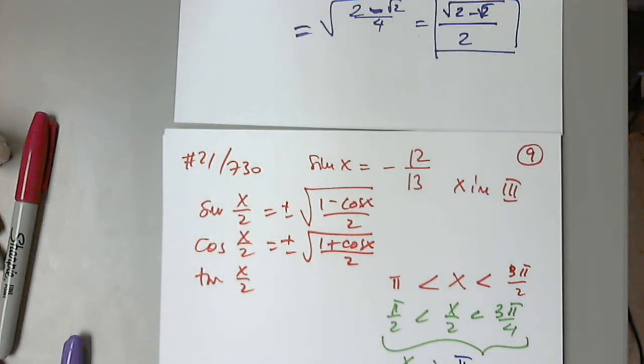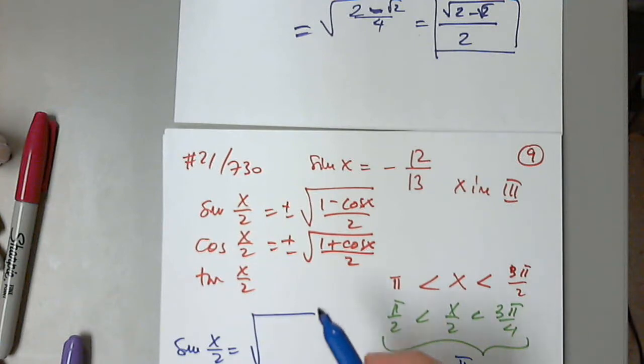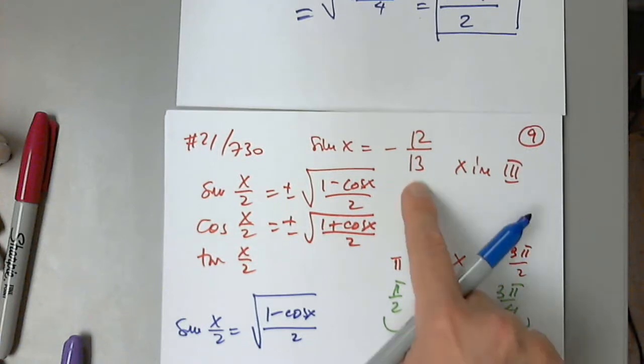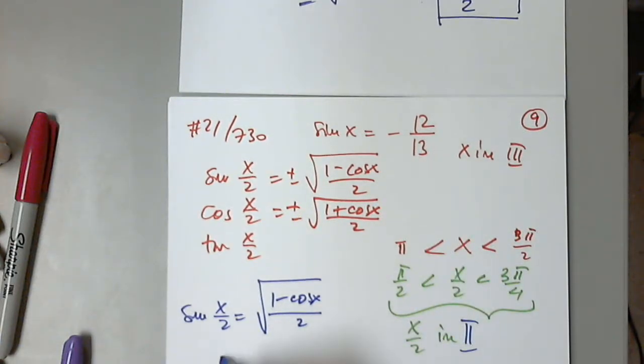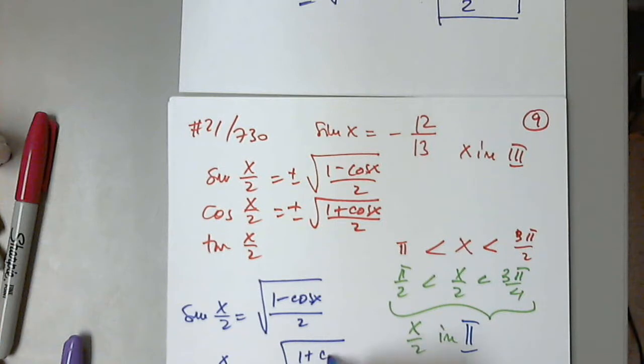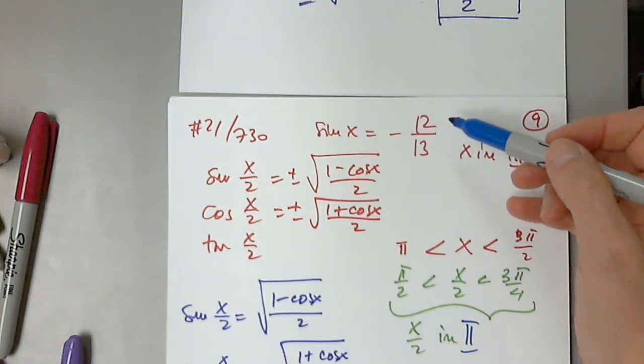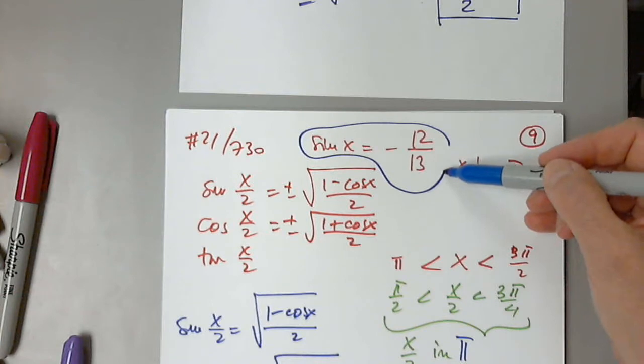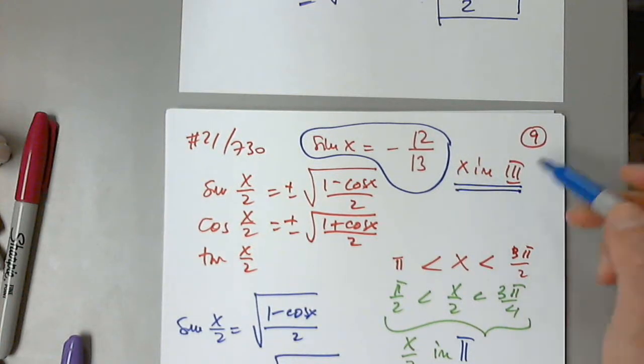So therefore, I know that sine will be a positive number. Excellent. I know cosine will be a negative number. Very good. That's all I needed. So then sine x over 2 will be the square root of 1 minus cosine x divided by 2, which I don't have, by the way, but I will in a minute. And the other one, cosine x over 2, will be negative the square root of 1 plus cosine x over 2. I am given sine with the knowledge that x is in the third quadrant.